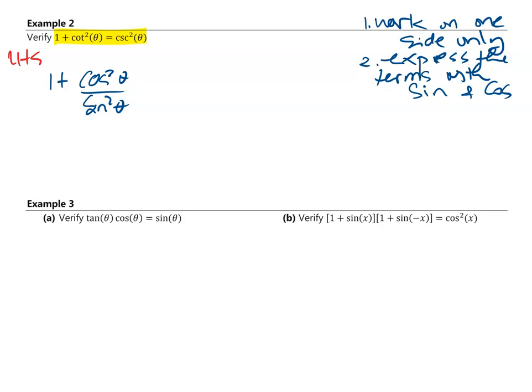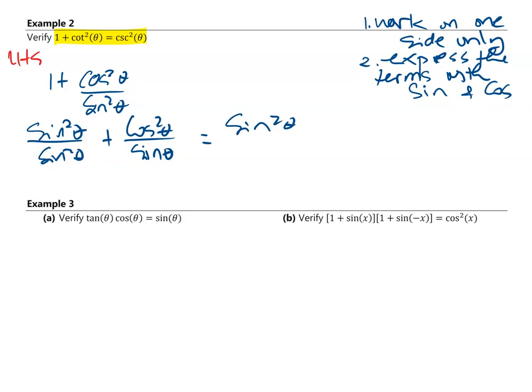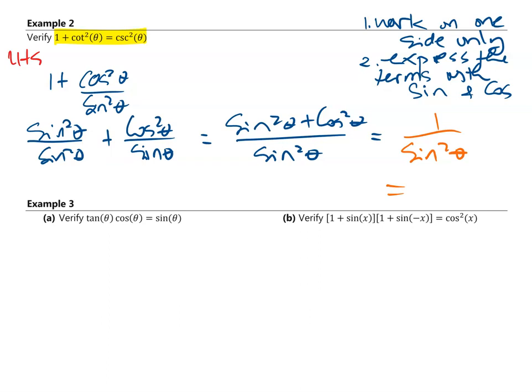Then we can rewrite 1 as sine squared theta over sine squared theta, so plus cosine squared theta over sine squared theta. Then we can combine this. This is now sine squared theta plus cosine squared theta over sine squared theta. And sine squared plus cosine squared, by using the Pythagorean identity, is 1, so 1 over sine squared theta. And using the reciprocal identity, 1 over sine squared is equal to cosecant squared theta. So now this is equal to the right hand side.